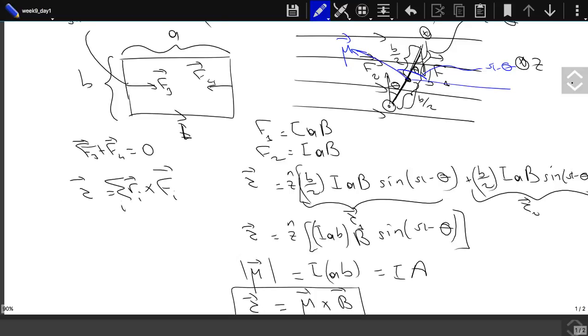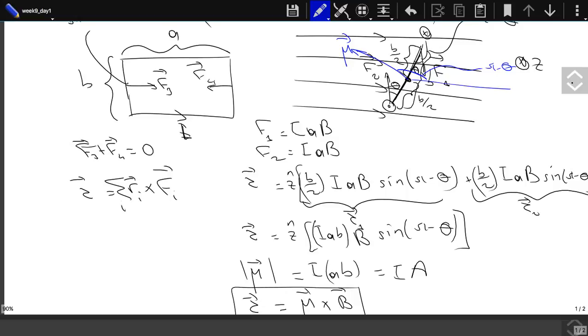So we started with this configuration. This is how the current is running. This is the magnetic dipole moment. So it will start rotating. There will be a torque acting on it until the magnetic dipole moment is in the same direction as the B field. Now, what happens if you change the direction of the current? Mu will be reversed.